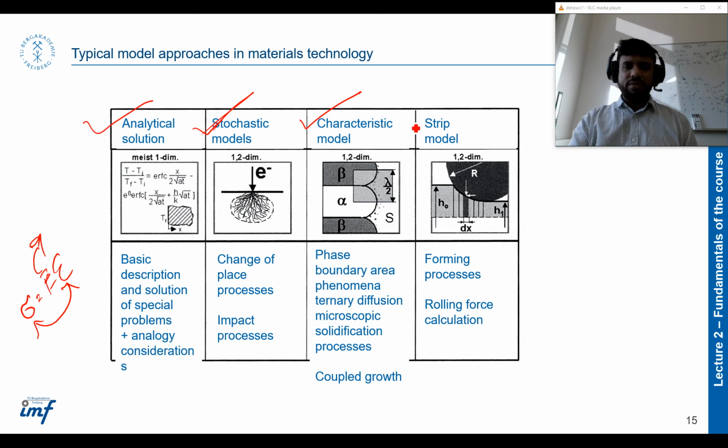And then generally we also have strip models, where we divide our bulk deformation process into small strips, where a different function is true for each strip, but then we have to calculate the solution for each strip and combine them together to form a whole solution. So here we only write equations for small strips, and then by dividing the area into those small strips we can find a solution for the whole system. And these models are generally used for forming processes and rolling force calculations.